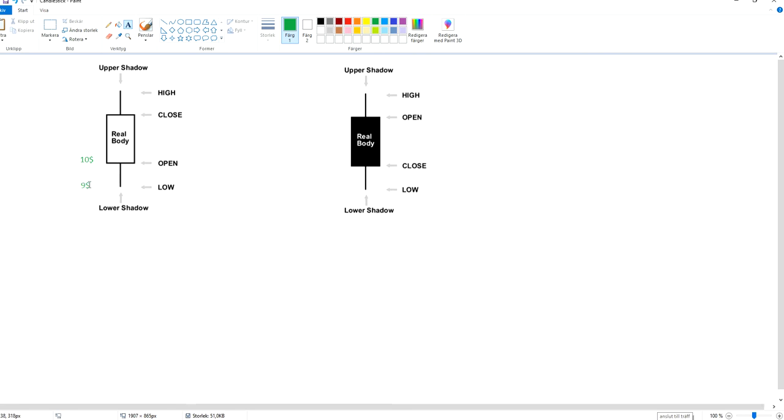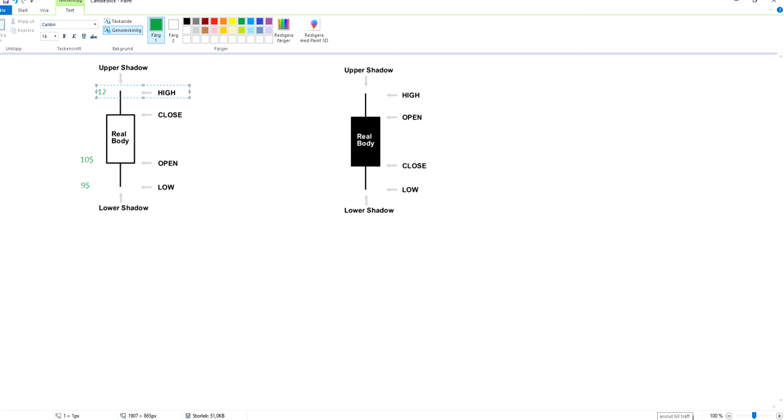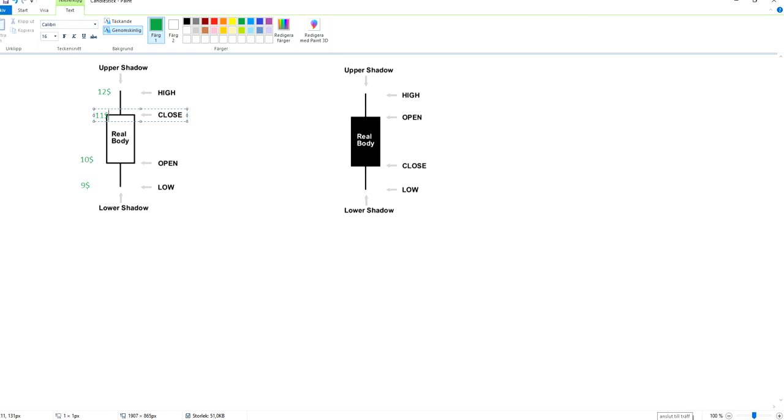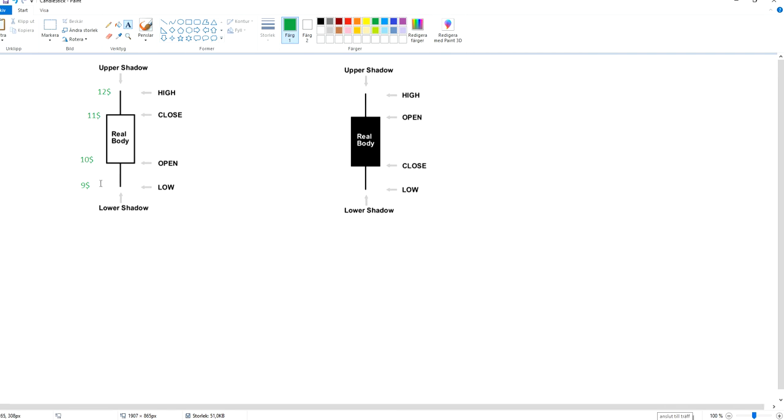It went down to $9 during the trading session, and it also went up to the high point here, which is $12. However, when it came to $12, it did not close at this price. It closed at this level, and this level is $11. So basically, the price opened at $10. It went down to $9. It went up to $12, but it closed at $11. And this is a profit in price. This is a $1 profit.